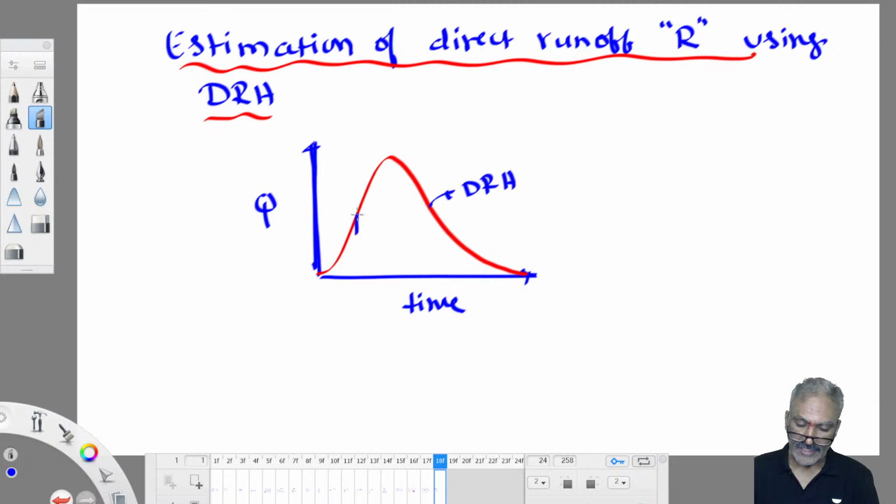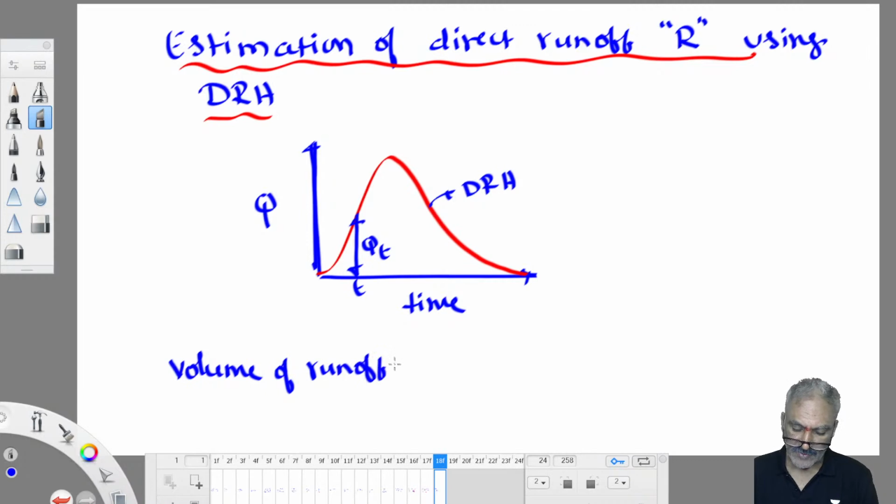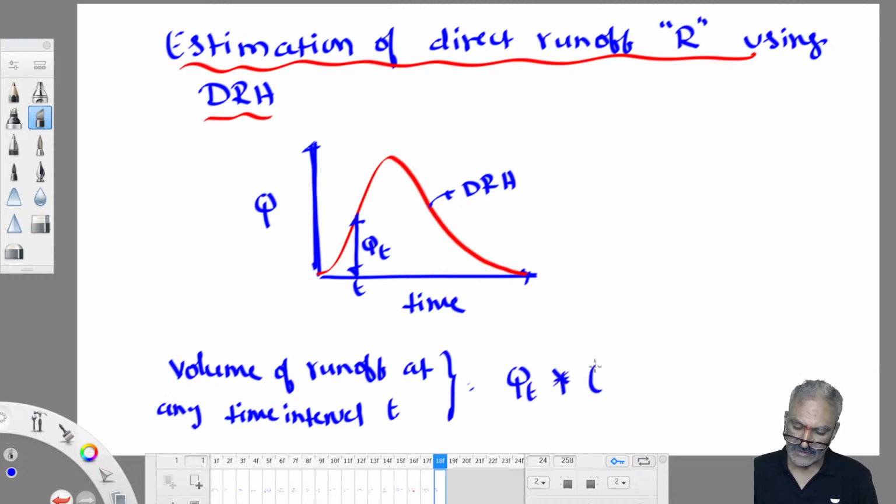If we take any ordinate of the direct runoff hydrograph at any point of time and multiply it with time, what will we get? Volume of runoff. So the volume of runoff at time t is the volume of runoff delivered by the catchment into the stream at that time interval t. V_t is equal to Q_t into t. What is Q_t? The ordinate of the direct runoff hydrograph at time t.